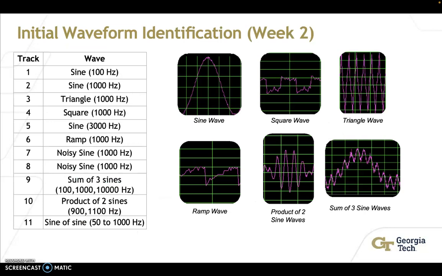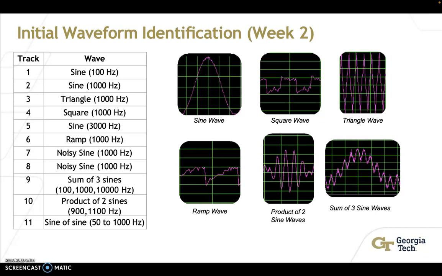For the first week of the take-home lab, which is week 2, we had to perform some initial waveform identification. We have 11 audio tracks that we had to identify by waveform. For the first track, it is a sine wave at 100 Hz. The second one is a sine wave at 1000 Hz. The third is a triangle wave. The fourth is a square wave. The fifth is also a sine wave, but this time at 3000 Hz. The sixth is a round wave.